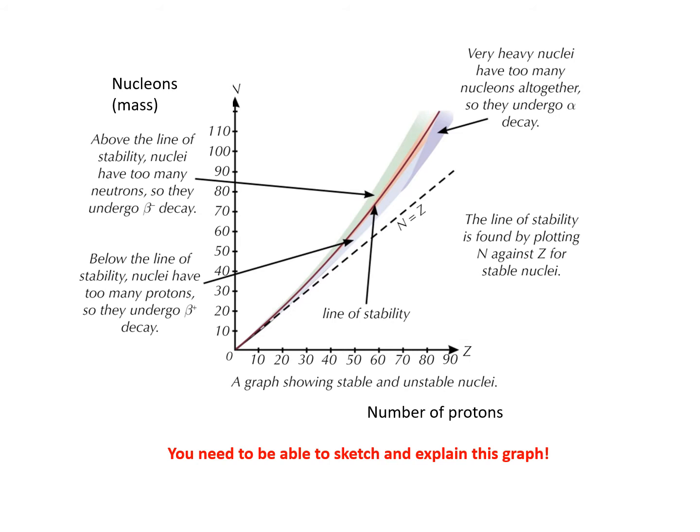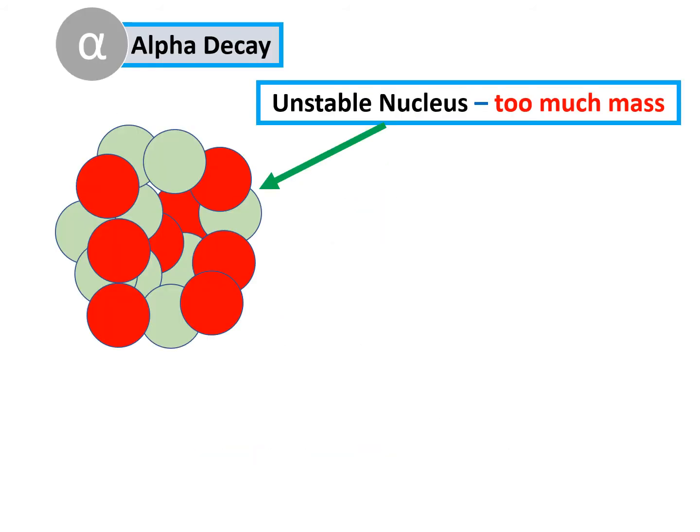If it's above the line, say for instance because it's got too many neutrons, then it's not got enough charge. So it undergoes beta minus decay. A neutron turns into a proton and it moves closer to the line. If it's below the line, say it's got too many protons, that will undergo beta plus decay. So it'll create a neutron and it'll move up towards the line. If it's just too heavy altogether, then it'll get rid of some mass via alpha decay and move closer towards the line. You need to be able to sketch this graph for A-level physics and explain it.